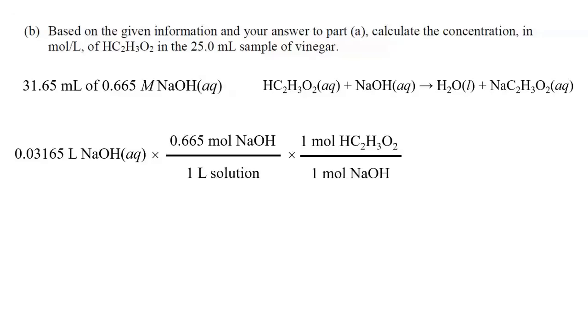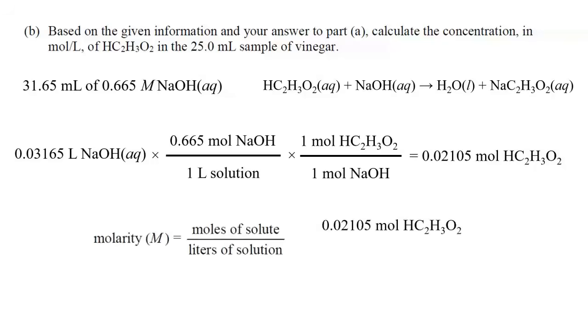If I do the following calculation, I get 0.02105, at least for right now. I'm not going to round off that number too much yet. That's my moles of acetic acid. But they want the concentration. They want moles per liter.